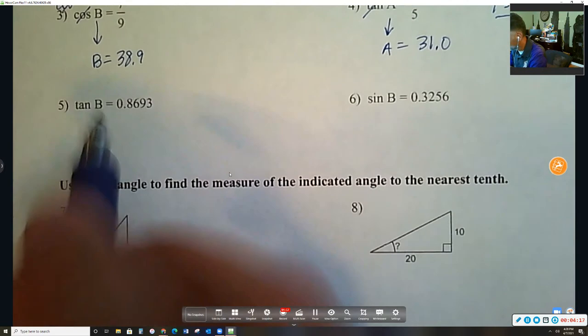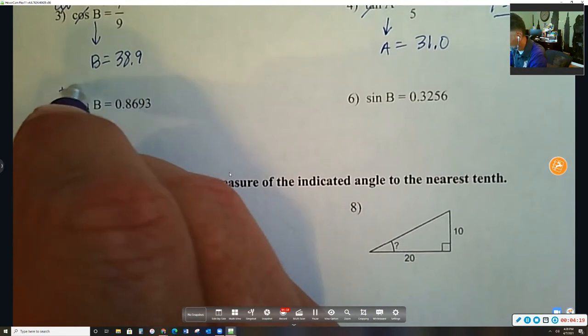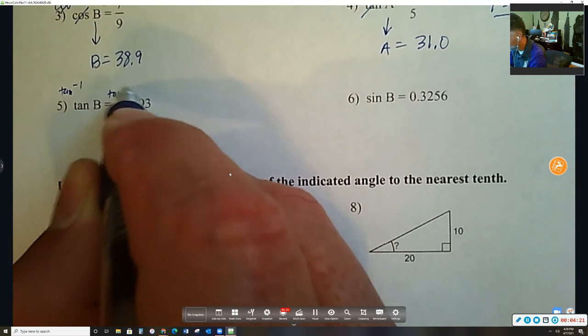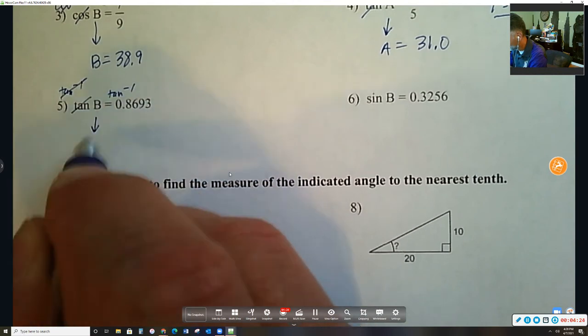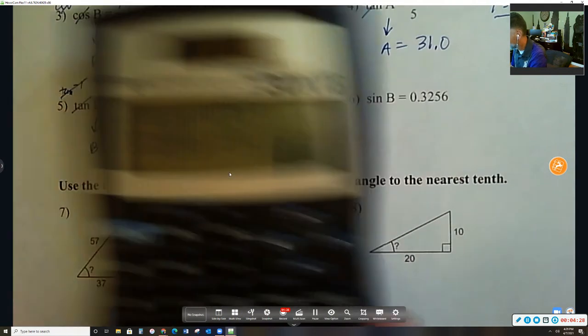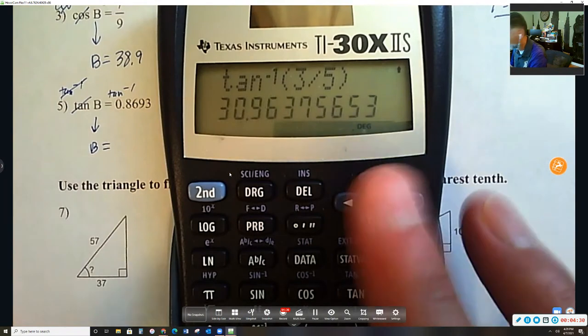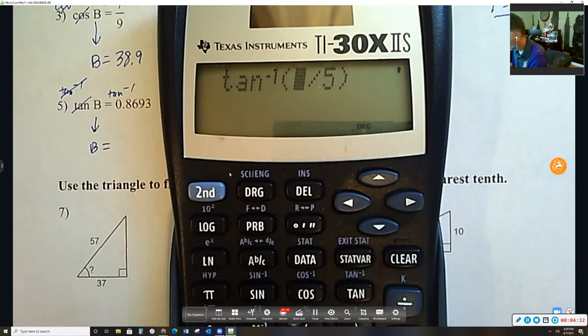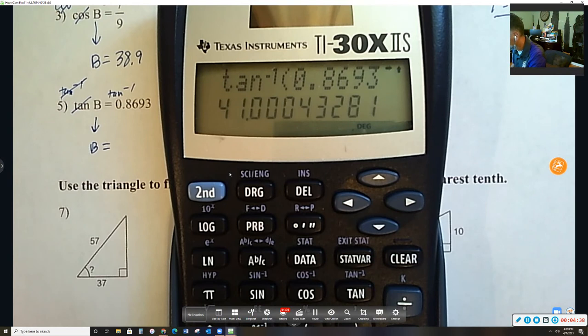Again, I want B by itself here. So I'm going to take tangent inverse of both sides. Tangent inverse cancels. You're left with B. Bring down the equal sign. And when I type that in the calculator, it just looks different, but it's the same idea. 0.8693. That's the tangent inverse, and then we get 41.0.